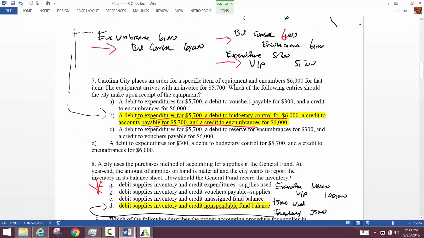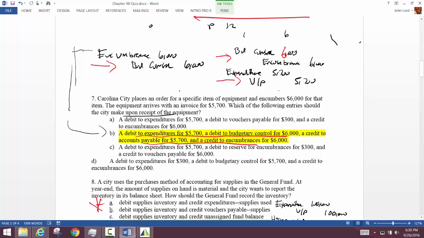Let's take a look at number 7. Number 7, Carolina City places an order of a specific item of equipment and encumbrances for equipment and encumbrances of $6,000. The equipment arrives at an invoice price of $5,700. Which of the following entries should we make upon receipt of the equipment? Well, let's first order the equipment. And when we order the equipment, we do what? Debit the encumbrances, credit the budgetary control. That's to order the equipment.